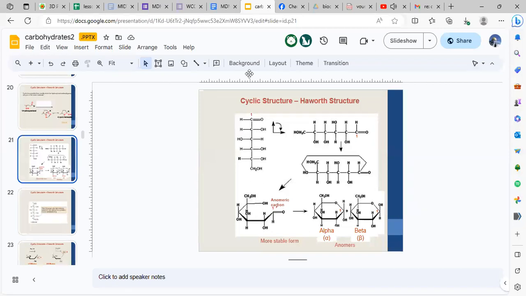Okay, so that you will follow, I'll just label the carbons properly. So this is carbon 1. You have carbon 2 here. Carbon 3. Carbon 4. Carbon 5. Carbon 6.